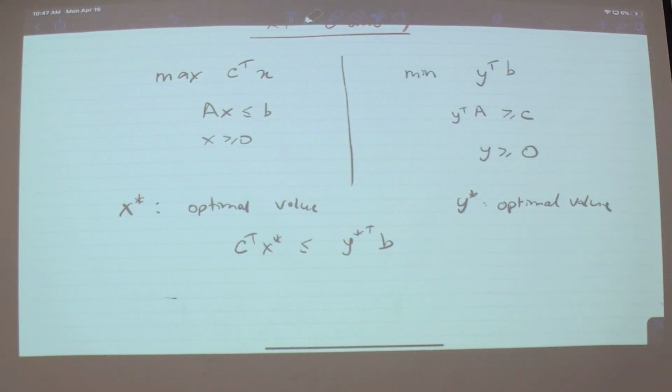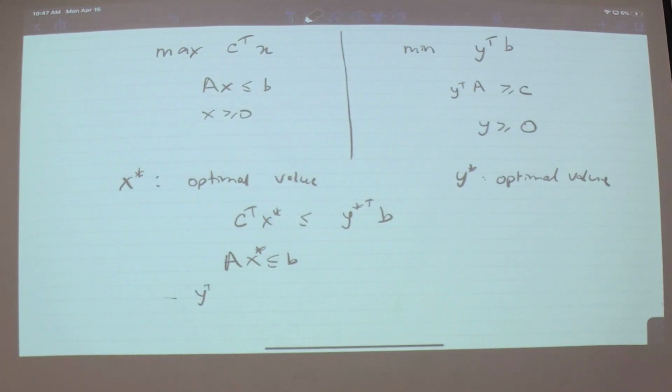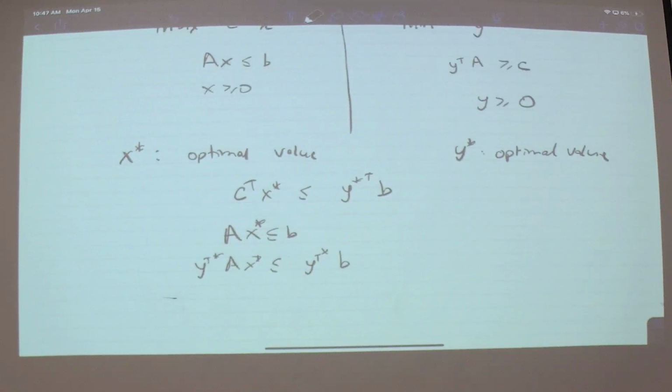So we know that AX is less than or equal to B. That means that y star transpose AX star is less than or equal to y star transpose B. But since y transpose A is greater than or equal to C, then this basically becomes C times X star is less than or equal to y transpose AX star, which is less than or equal to y star transpose B. Okay, I should have written y star transpose, I guess. And then basically show that C transpose X is less than or equal to y transpose B. This is very straightforward, right?